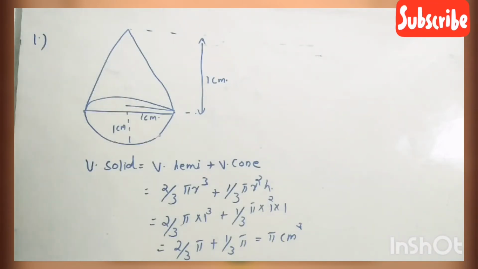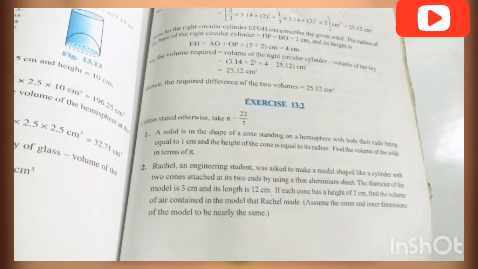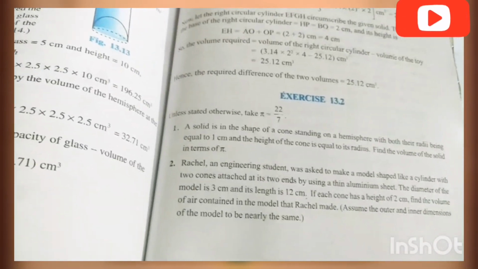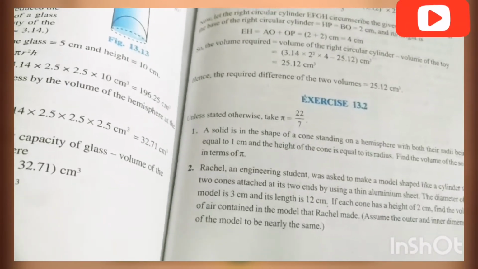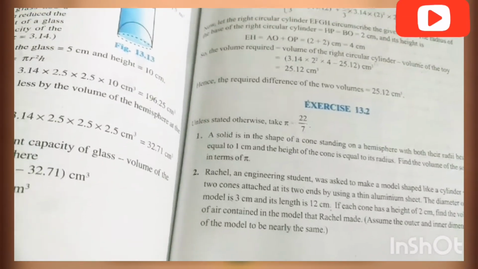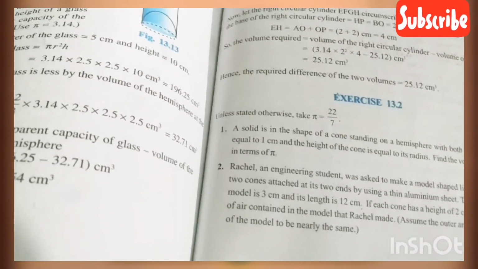Now second question. In the second question also we have a combination of figures. Rachel, an engineering student, was asked to make a model shaped like a cylinder with two cones attached at its two ends by using a thin aluminum sheet. The diameter of the model is 3 cm and its length is 12 cm. If each cone has a height of 2 cm, find the volume of air contained in the model that Rachel made.